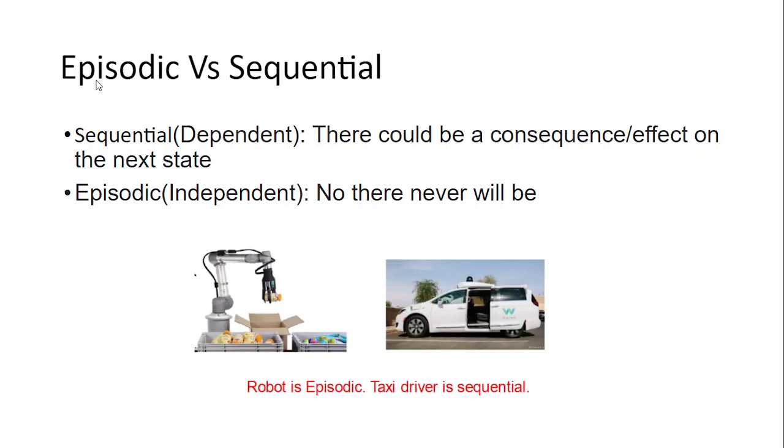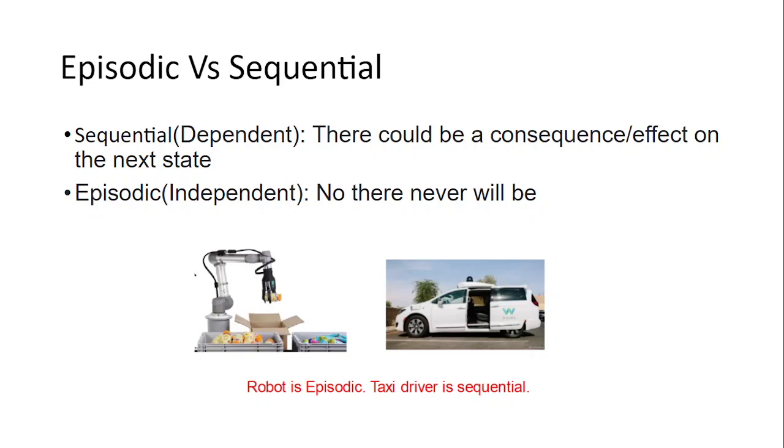The next is episodic versus sequential. Sequential is basically dependent, which means there could be a consequence or effect on the next state, right? And episodic is independent, so there will never be a consequence or effect on the next state. So for example, there's a car traveling at 100 miles per hour, and there's another car traveling in front of it. And accidentally car A pushes car B, then that's going to affect the other agent, right?